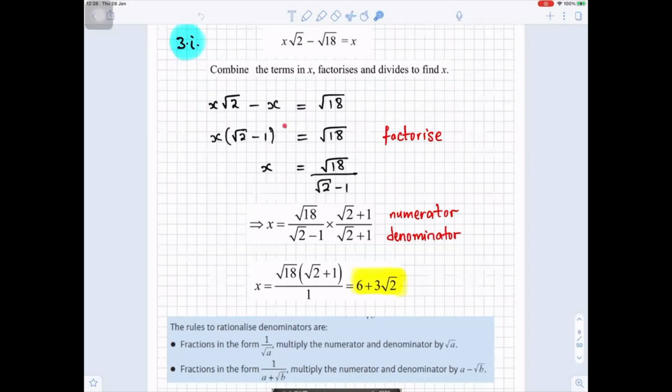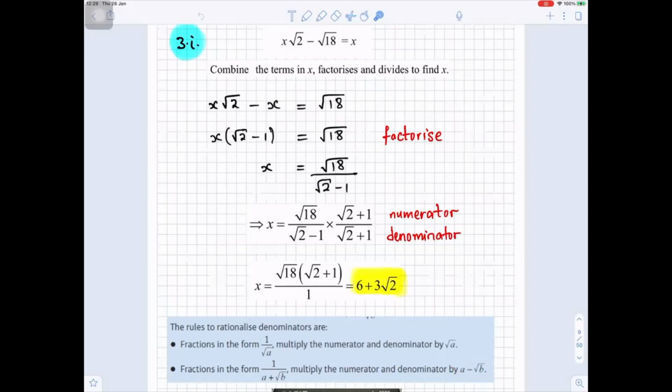Now we divide by square root of 2 minus 1. So we'll take it to the right-hand side. Because on the left it is times, when we take it to the right, it becomes divide. So square root of 18 divided by square root of 2 minus 1. And we do what they call rationalize the denominator. To rationalize the denominator, if you look at the bottom, I've put the formula. You multiply the numerator and denominator by the complex conjugate.